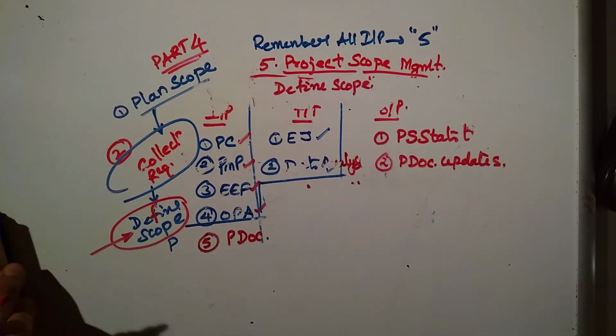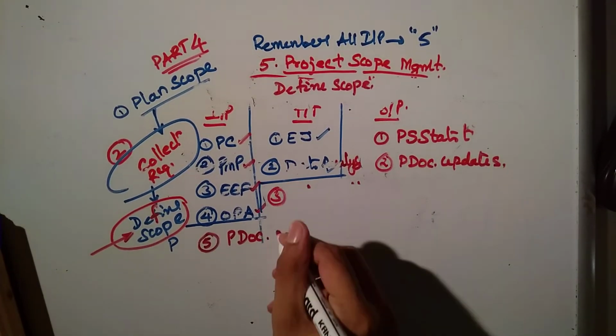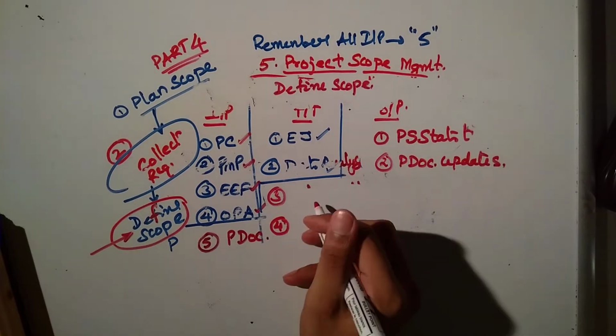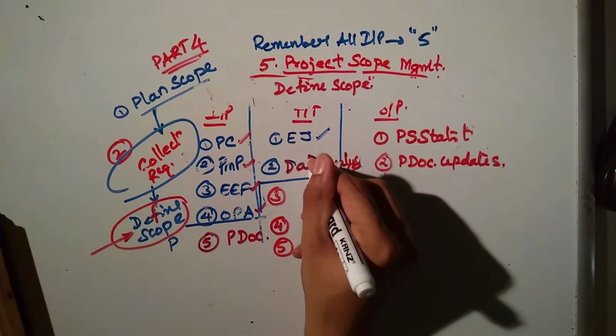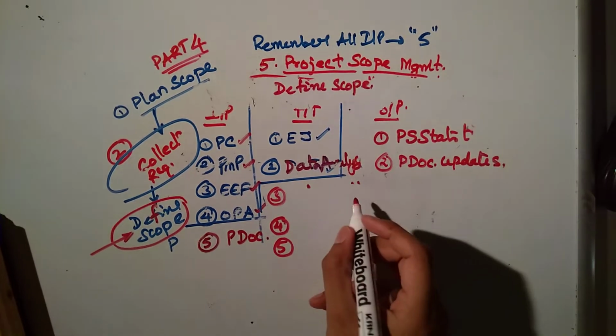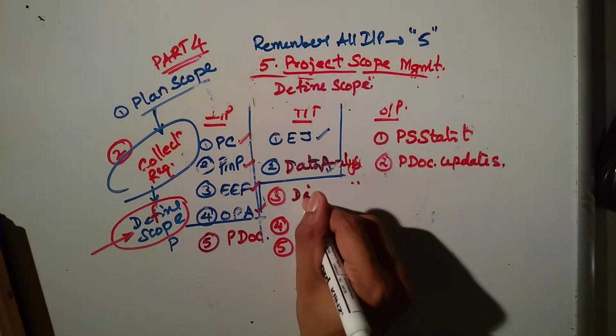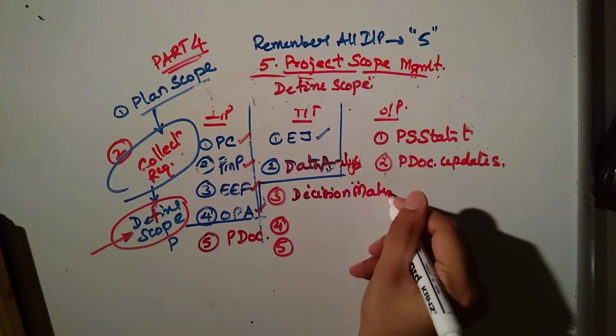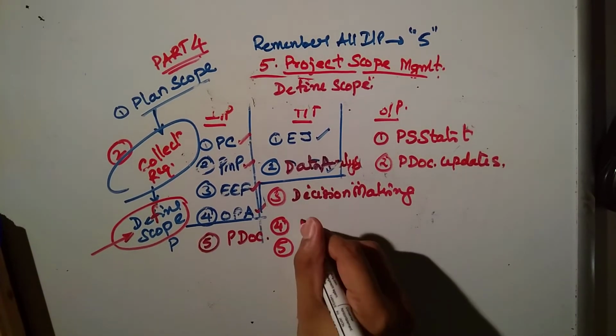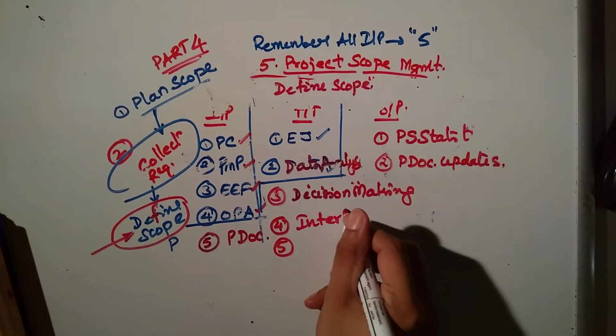Let me just drop this. Third one, fourth one, fifth one. This is data analysis. Decision making techniques. This is learnt before. Interpersonal skills.